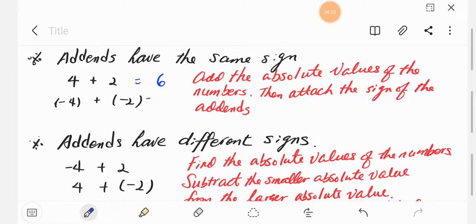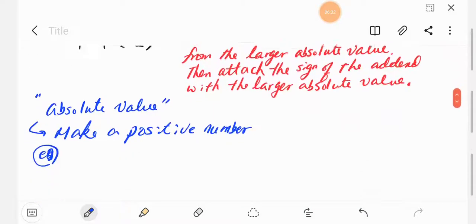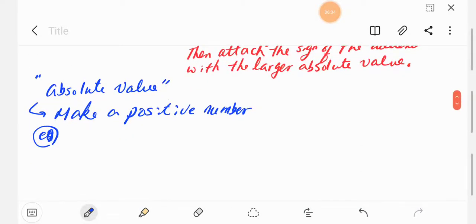How about this one? Add the absolute values of the numbers. So negative 4 and negative 2, they are both negatives. So we will just add the absolute values. Then what are the absolute values? The absolute value just makes the number positive. We will use the two bars like this. So this means absolute value of 2. How do you read this one?